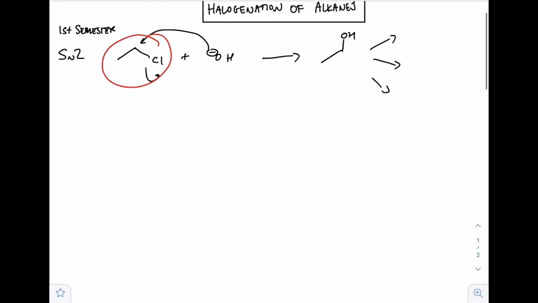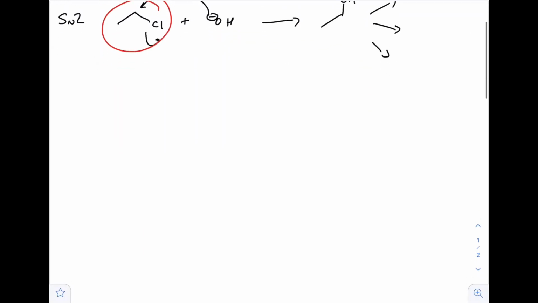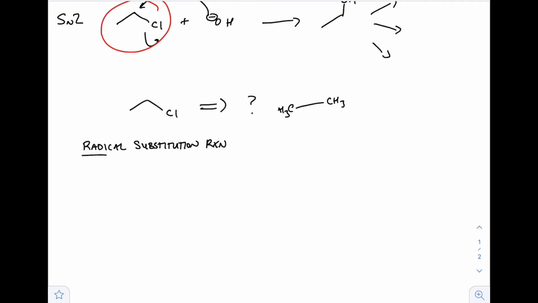This starting material, however, was given to us every time last semester. Now we've got to figure out how to make it, right? A very easy way to make it is a radical reaction. We know we have to start with ethane, or I'm telling you that right now at least. And if we do a radical substitution reaction, we can add a chlorine, right? So let's take a look at how this will really work out for us.